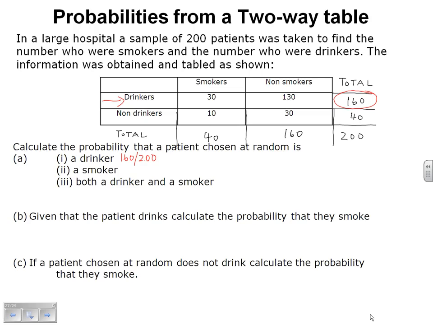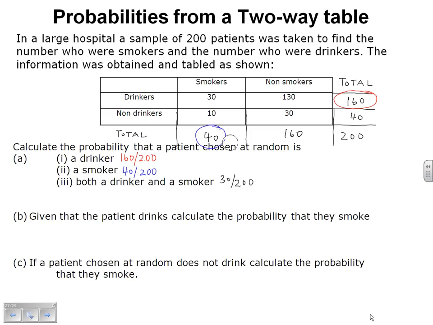Probability a patient chosen at random is a smoker will be shown in the first column. The smokers are all in that first column, a total of 40 smokers out of our 200 patients. Probability 40 divided by 200. A part 3, both a drinker and a smoker, will be the intersection, the overlap between the drinkers and the smokers. We have 30 in that category, so 30 out of a possible 200. Probability, both a drinker and a smoker, 30 divided by 200.